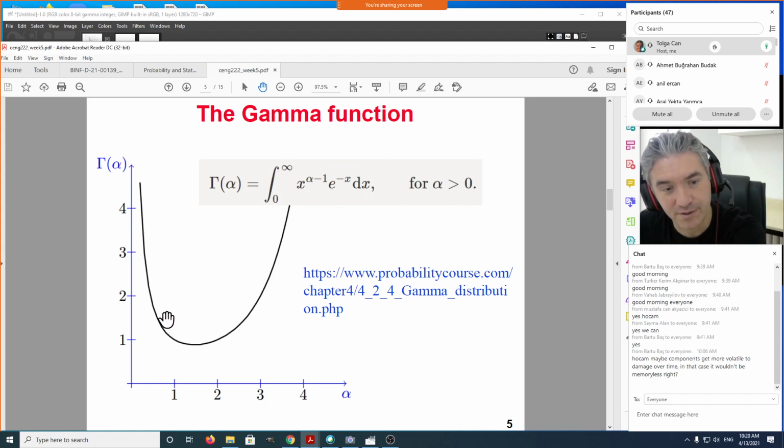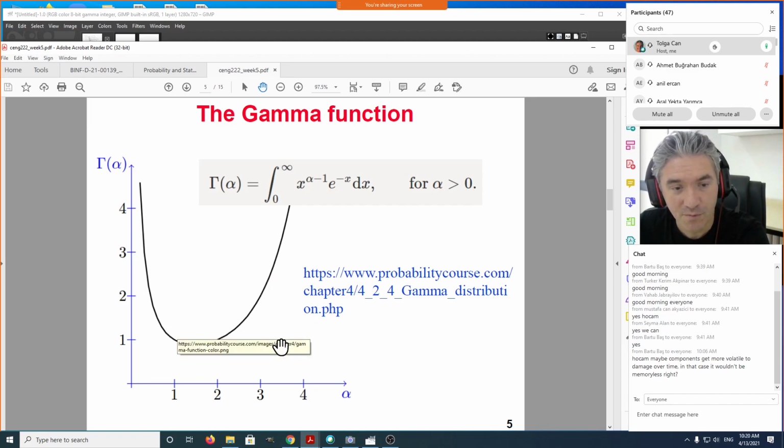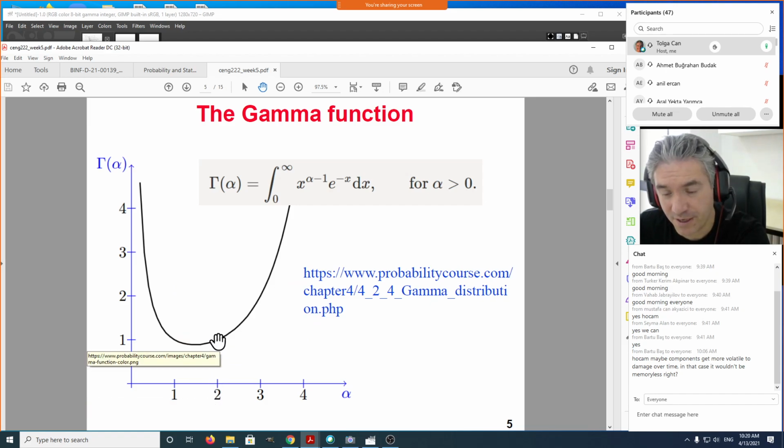It's just an integral, and its behavior is like this. Until 1, it starts at a very large number, and until 2 here, it's a decreasing function. Then after 2, it starts increasing, as the factorial increases. This increases in parallel with the factorial function. So this is like factorial 1. At this point, when alpha is equal to 2, we have factorial 2 minus 1, factorial 1. So we're exactly at 1 here, and after that, the increase is similar to that. So this is what the gamma function looks like.